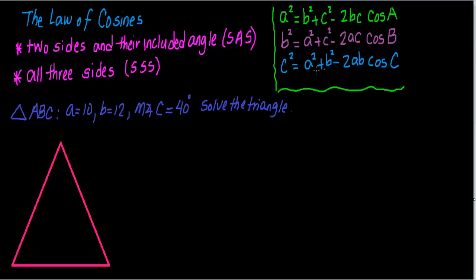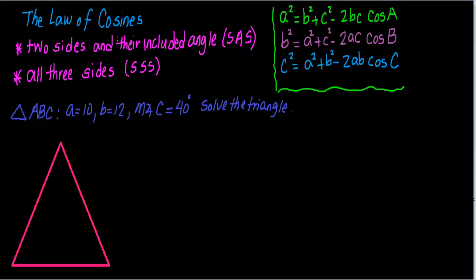The same pattern follows for all the other equations. If you're looking for b, you're going to have cosine b. If you're looking for c, you're going to have cosine c at the end. And inside you'll have the other two letters. So if you're looking for b, this will be a and c, and then minus 2ac. If you're looking for c, you'll have a and b minus 2ab, etc. They're very easy to learn.